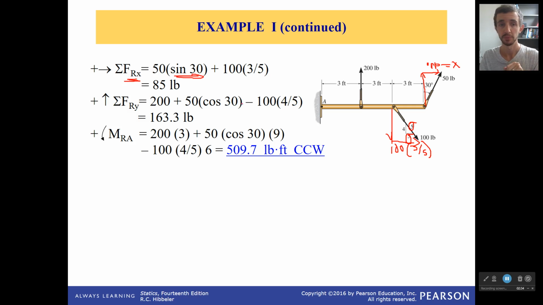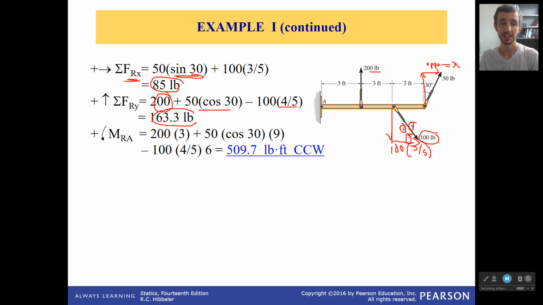And very much similarly, I have 200 pounds going straight up from this guy. I have cosine of 30, because that's the adjacent side for this force. And I have 4/5, because that's the other component of my slope triangle over the hypotenuse for this last force. With x, they're all pointing in the same direction. Don't have to worry about signs. For y, I do have to worry about signs. And this 100 pounds is pointing down, so it's negative. So I can get my components here.